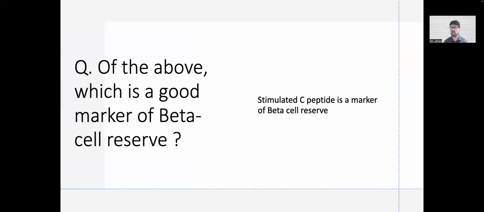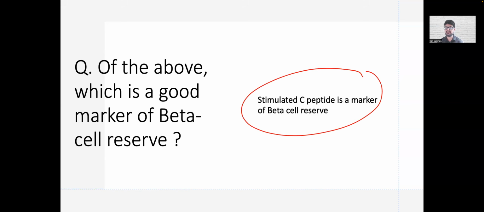Okay, so what is the gold standard for measuring beta cell reserve? What is the gold standard of differentiating whether the patient is having type 1 or type 2 diabetes? And the answer to this, if this is asked as an MCQ, it is stimulated C-peptide. Stimulated C-peptide is the gold standard for measurement of insulin beta cell secretory capacity.